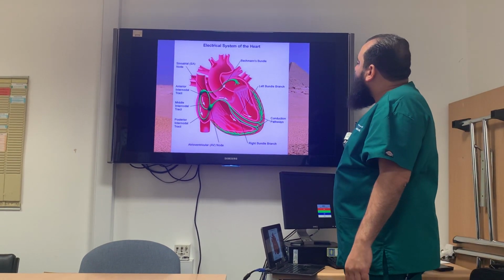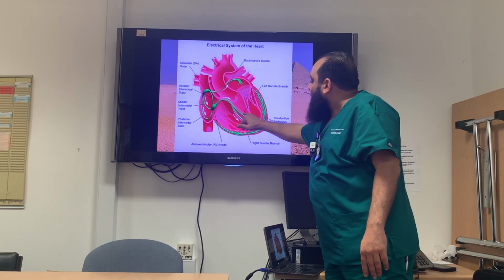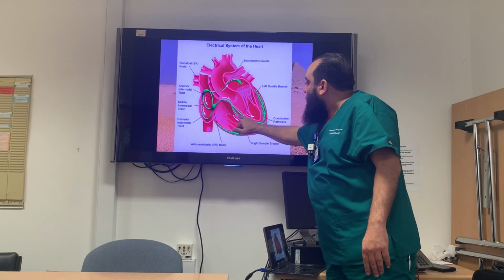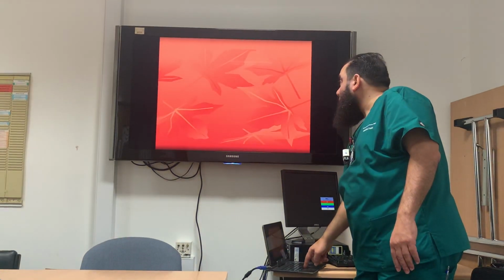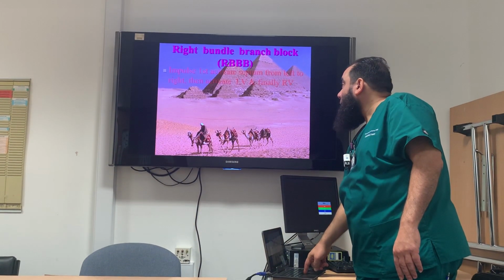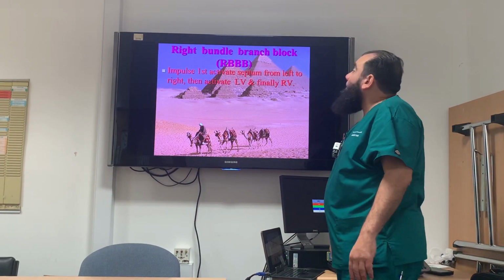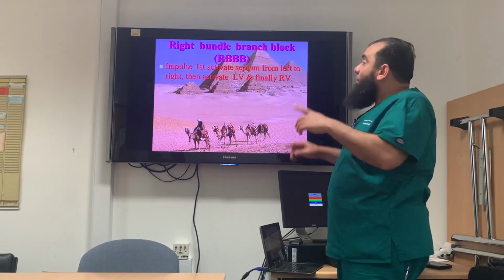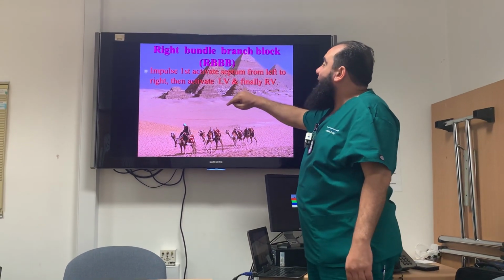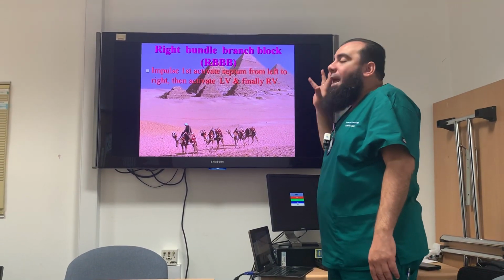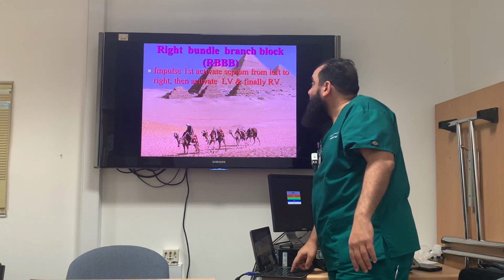So if I speak about left or right bundle branch block, we speak about a blockage somewhere in this branch or in that branch. We would like to discuss the right bundle branch block. Normally the impulse first activates the septum from left to right, then the left ventricle and finally the right ventricle. How is it going to be in a block? Don't worry, I'm going to explain.